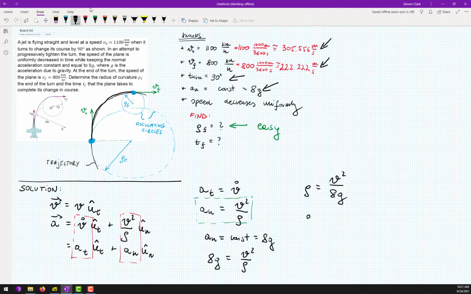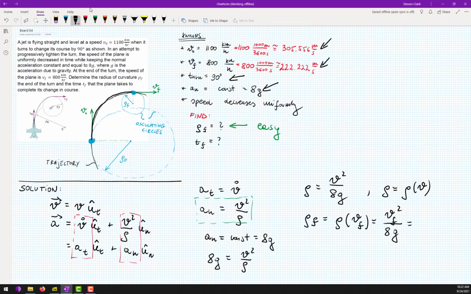Alrighty, how to find rho final? Anybody? Yeah, Kyle. Thank you. Yeah, because our rho all of a sudden is a function of velocity only. So let's just plug in V final. So our rho final is rho of V final, and this will be equal to V final squared over 8G.